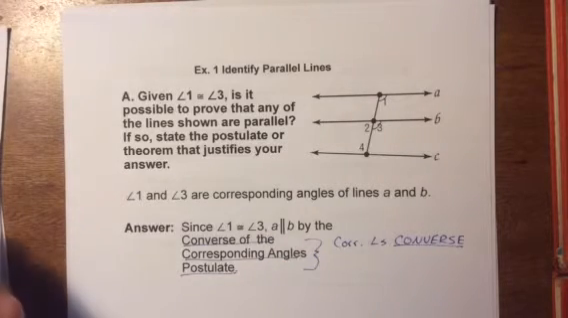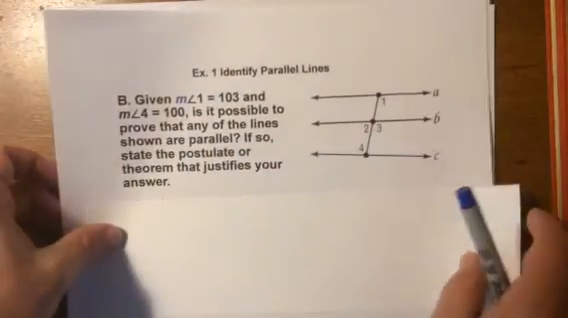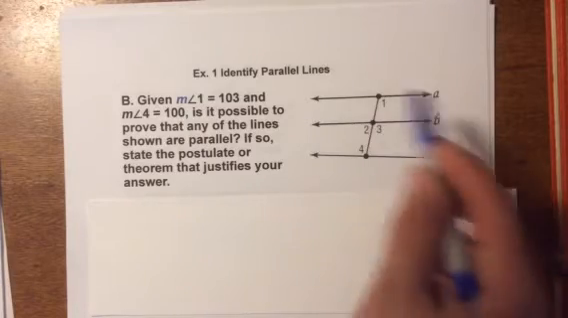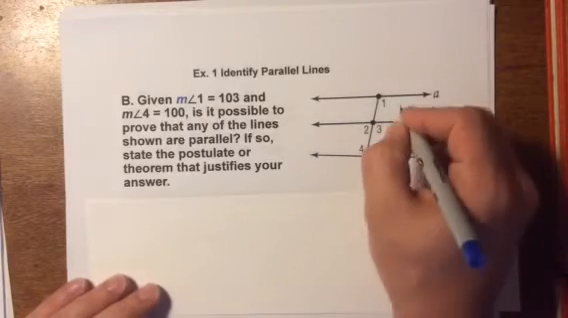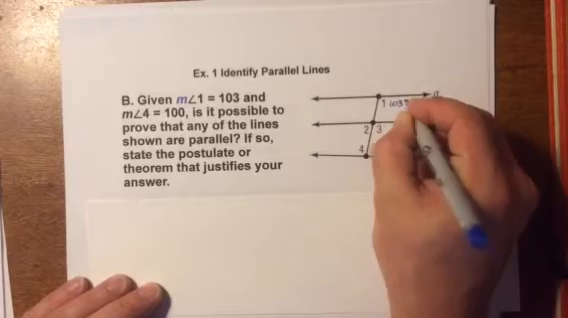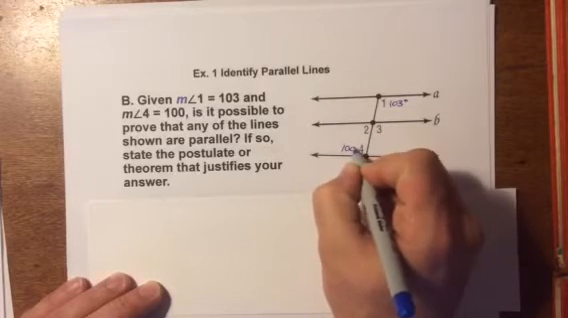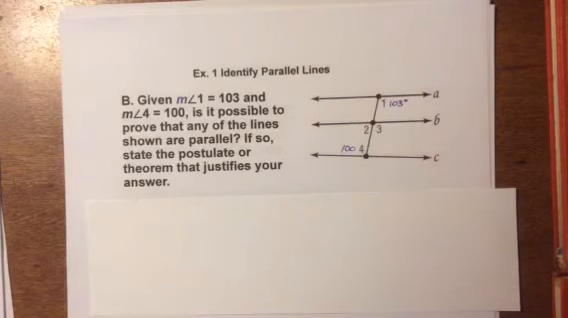Let's take a look at part B. Again, we're given some information about this same diagram, but in this case, we are told the measure of angle 1 is 103 degrees, and the measure of angle 4 is 100 degrees. Is it possible to prove that any of the lines shown are parallel? If so, state the postulate or theorem that justifies our answer.